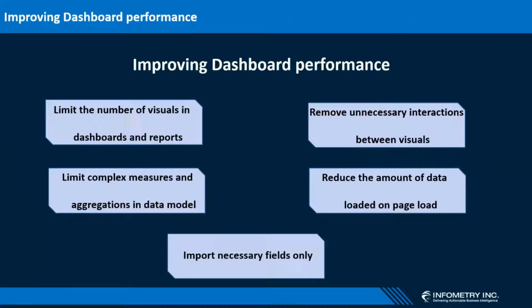The second point is remove unnecessary interactions between the visuals. By removing unnecessary interactions between the visuals, it can improve the report performance. By default, all the visuals can interact with each other. And next one is limit complex measures and aggregations in the data model. Try to create calculated measures instead of calculated columns. If we use calculated columns, it will impact the dashboard performance.